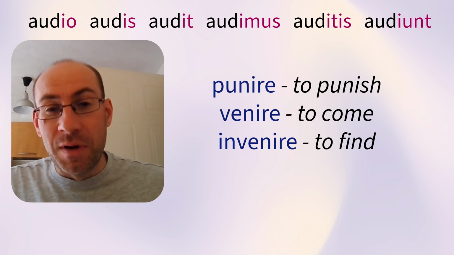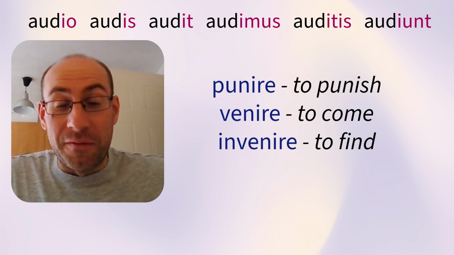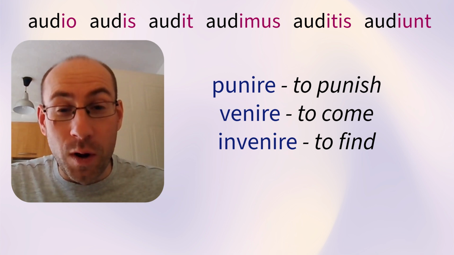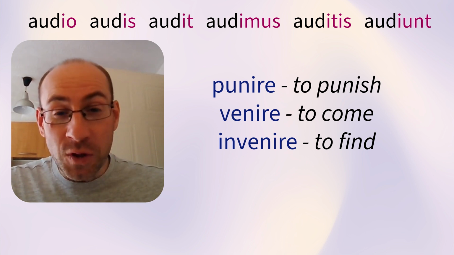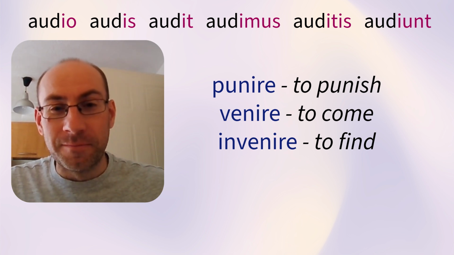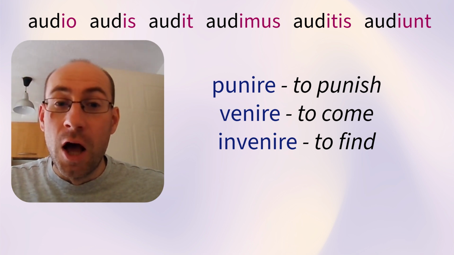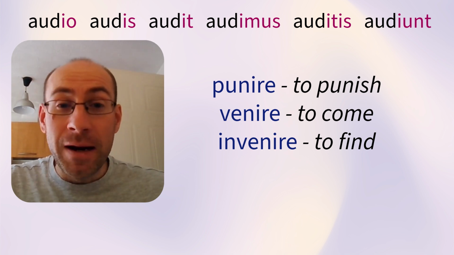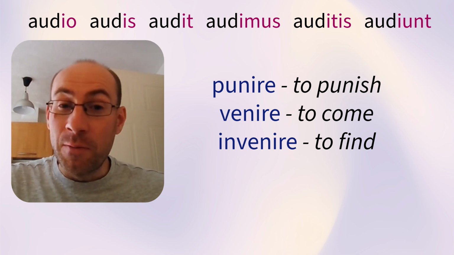And if we know venire, to come, to arrive, we can make it a little bit longer and change the meaning with invenire. Invenire, which means something quite different. It means to find, but it works in exactly the same way. Invenio, invenis, invenit, I find, you find, he, she finds. Invenimus, we find, or are finding. Invenitis, you guys find. Inveniunt, they find. Venio, venis, venit. Venimus, venitis, veniunt. Invenio, invenis, invenit. Invenimus, invenitis, inveniunt.